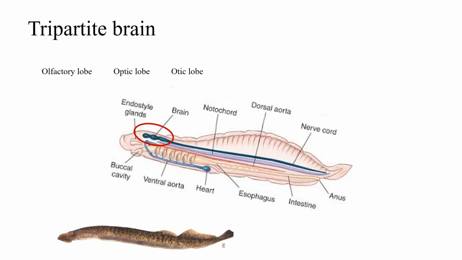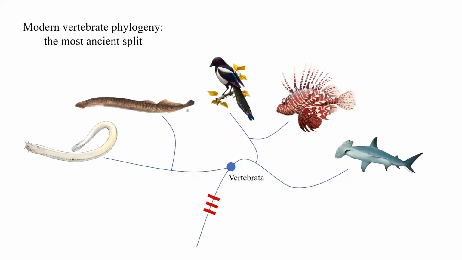Tripartite brain, surrounded by a cartilaginous or bony skull, and then that notochord, cartilaginous, surrounded by bony vertebrae or some bony-like structure. Those are our vertebrate synapomorphies on our phylogeny. Those are the ones I care you guys to know about. And so you can see vertebrates are pretty fishy.